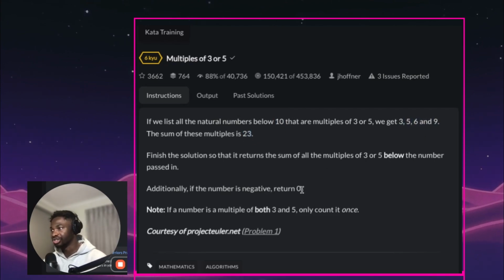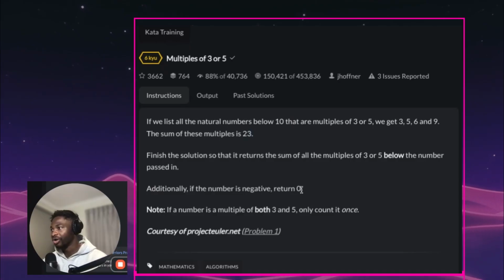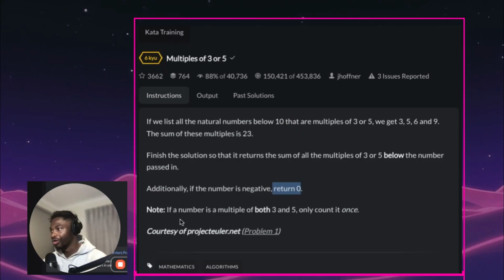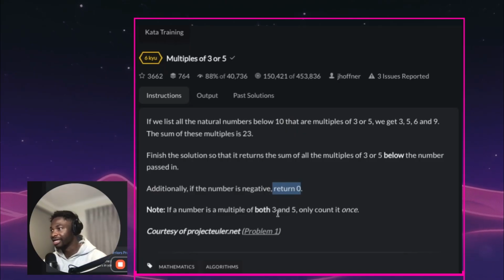We're given 2 additional requirements to meet. Additionally, if the number is negative, return 0. Note, if a number is a multiple of both 3 and 5, only count it once.